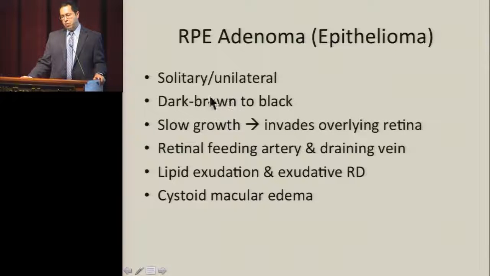So, RPE adenomas are generally solitary, unilateral, very dark brown to black. They can show a slow growth. And they eventually, because they are just under the retina, from RPE, they come and grow into the retina. They have a retinal feeding artery and a draining vein. Okay, so this is a difference with melanoma. They can cause massive lipid exudation and exudative retinal detachment, and they very, very commonly cause cystoid macular edema.